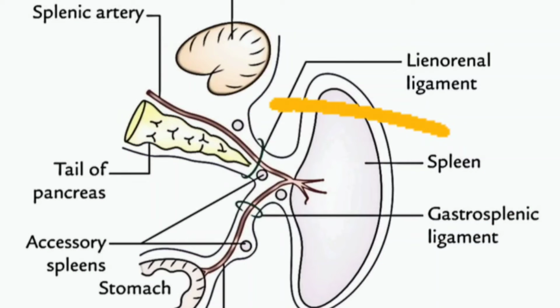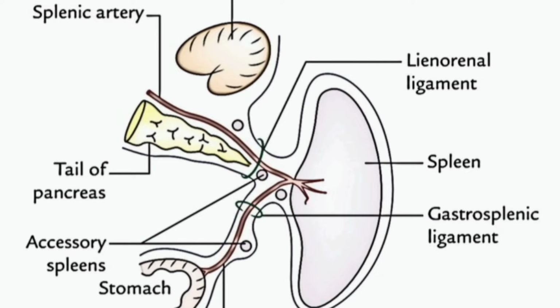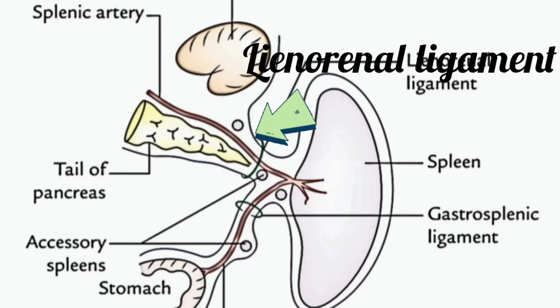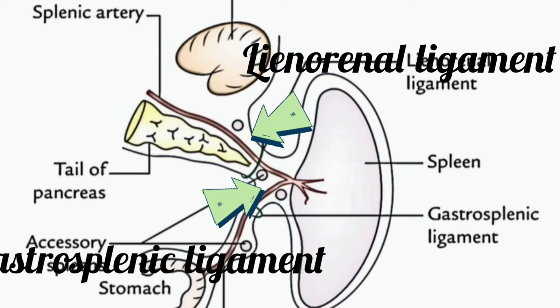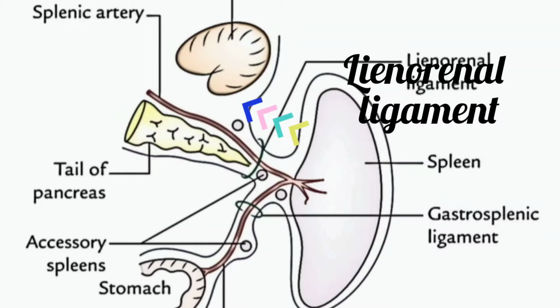Now we will discuss the peritoneal relations of the spleen. The spleen is surrounded by peritoneum and it is suspended by means of peritoneal ligaments. The peritoneal ligaments that suspend the spleen are the lienorenal ligament, the gastrosplenic ligament and the phrenicocolic ligament. The gastrosplenic ligament extends from the hilum of the spleen to the greater curvature of the stomach, and the lienorenal ligament extends from the hilum of the spleen to the anterior surface of the kidney.